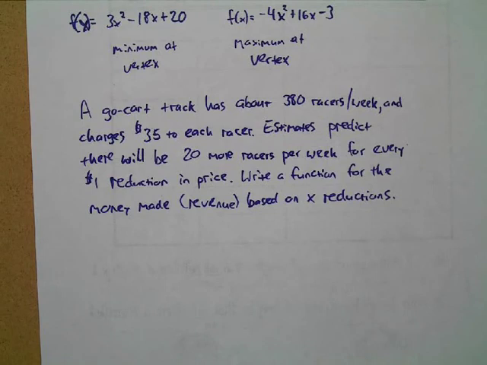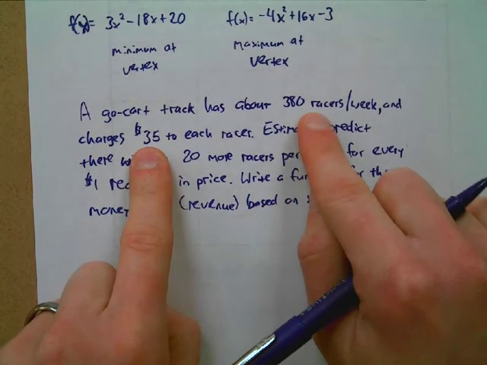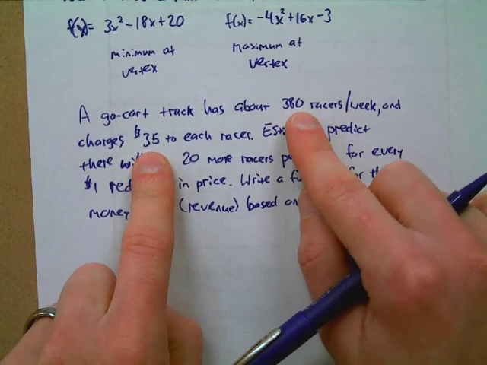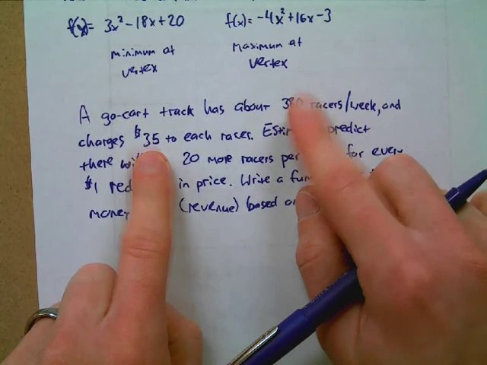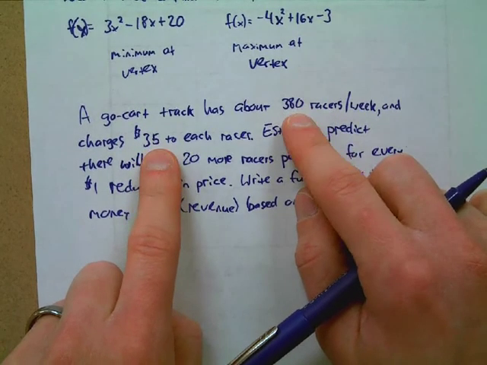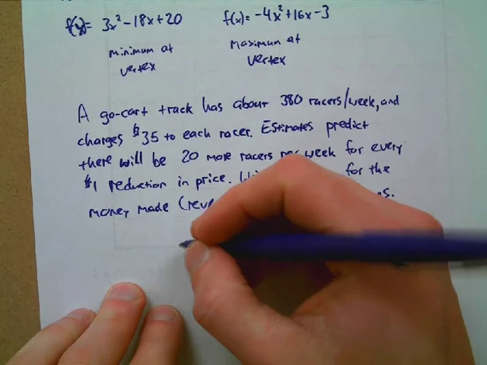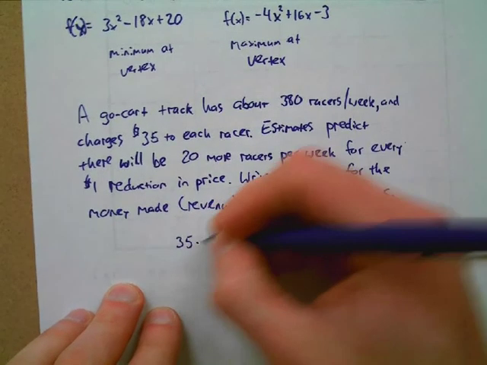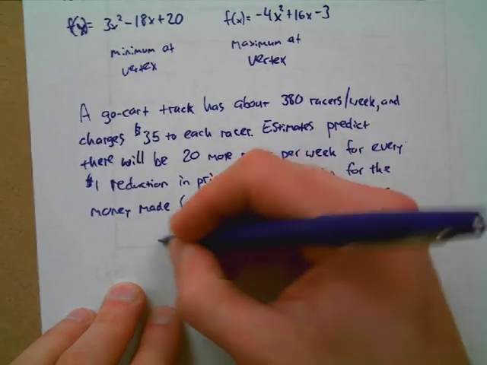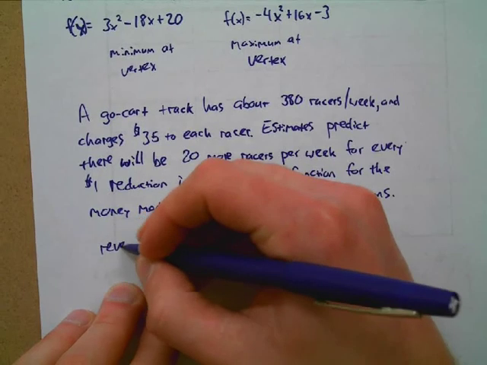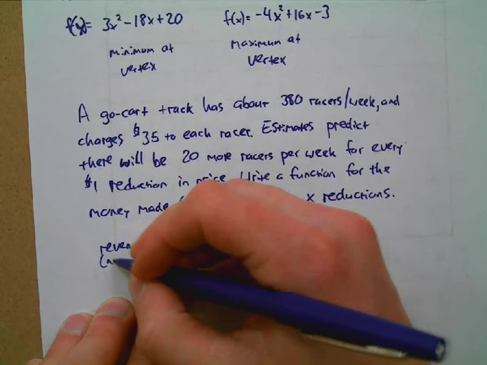35 times 380, right? $35 for each racer, and if they get 380 racers a week, then that's going to tell you how much money they make. 35 times 380, that's how much money they bring in from their go-kart track, right? So 35 times 380 is equal to the revenue. No changes, though, right?